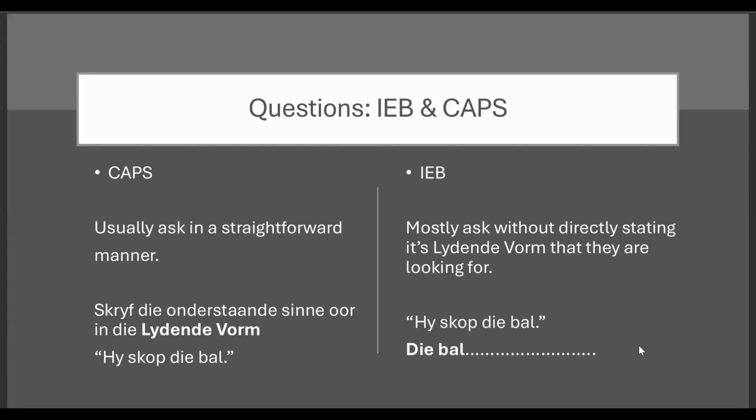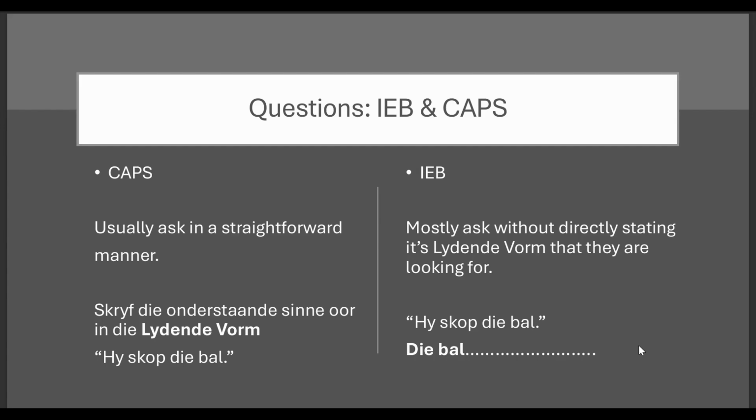So how do they ask questions in IEB and CAPS? These are the general trends that I've noticed with CAPS. They ask you in a very straightforward way. Skryf die onderstaande sinne oor in die leidende vorm. They're giving it to you. They're saying, give this to us in leidende vorm. Simple. And then they give you the sentence and it's up to you to now apply those steps that I've given to you and change the sentence to leidende vorm.